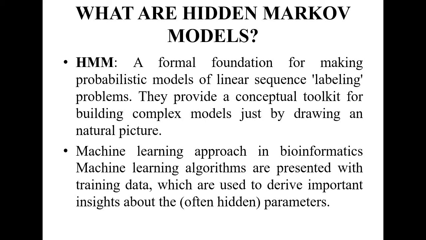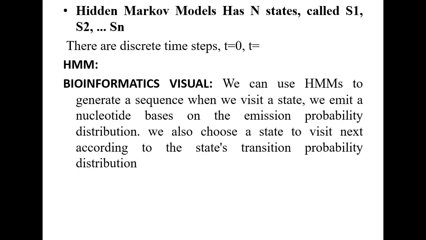What are hidden Markov models? The HMM is a formal foundation for making probabilistic models of linear sequence labeling problems. They provide a conceptual toolkit for building complex models just by drawing a natural picture of the protein or nucleic acid. The machine learning approach in bioinformatics is presented with training data, which are used to derive important insights about the hidden parameters. For example, the hidden Markov model has n states. They may be known as S1, S2, up to Sn. There are discrete time steps, which may be T0 and T1.